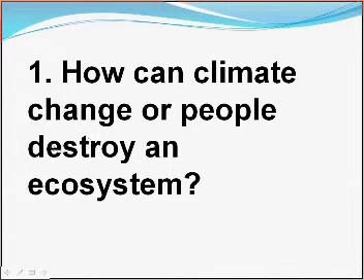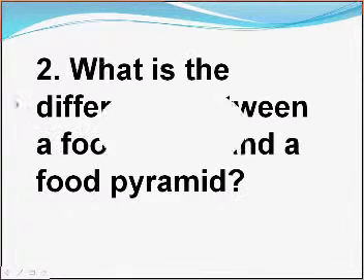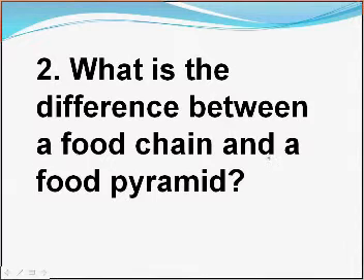Number 1. How can climate change or people destroy an ecosystem? Notice we have two parts here in the question. We would like you to know how can both climate change, this is one thing, and people destroy an ecosystem. Another question. What is the difference between a food chain and a food pyramid? Find the difference between the meaning of food chain and a food pyramid.